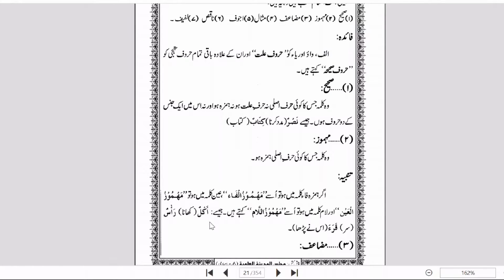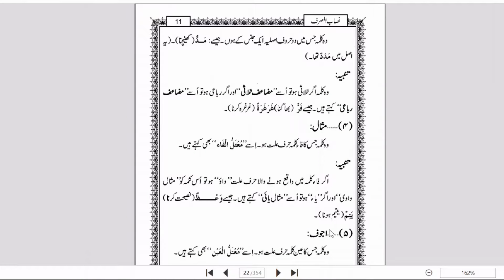For example, the first word, aklun, meaning food. Because hamza is in place of the fa kalima, we will call this Mahmoozul fa. Ra'sun, meaning head. Here, hamza is in place of the ain kalima, so this will be known as Mahmoozul ain. And the last one is qara'a, meaning he read. Here hamza is in its last original letter, so this will be known as Mahmoozul lam.